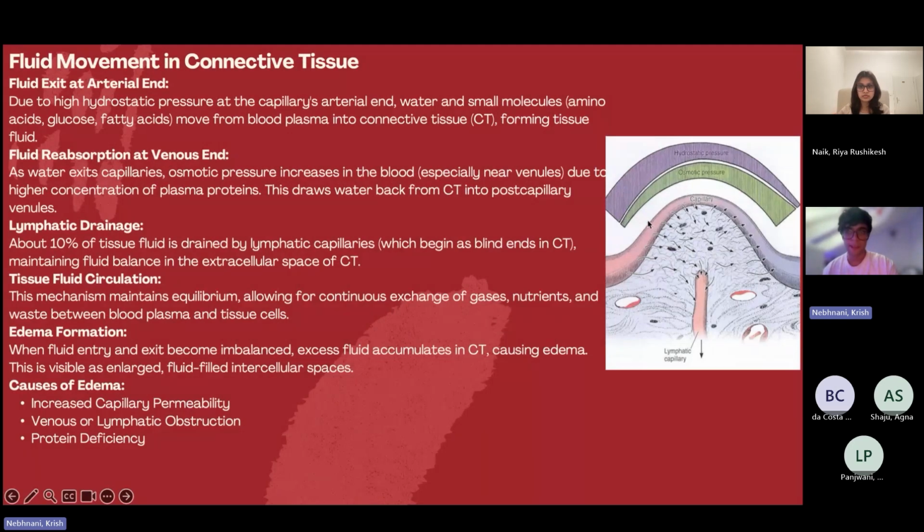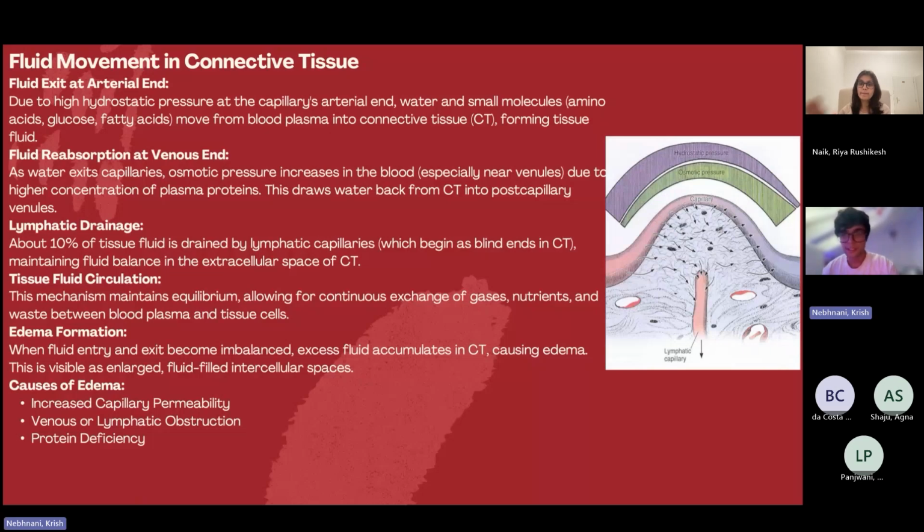Once they stay there, and since the water is exiting these capillaries, the osmotic pressure is going to increase in these capillaries. And since osmotic pressure increases, the plasma protein concentration will increase. The plasma proteins will then pull the water back in. So at the arteriolar end, the water is pulled out and stays in the tissue. The venule is going to pull back the water or the fluid and take it with it. So this helps maintain an equilibrium.